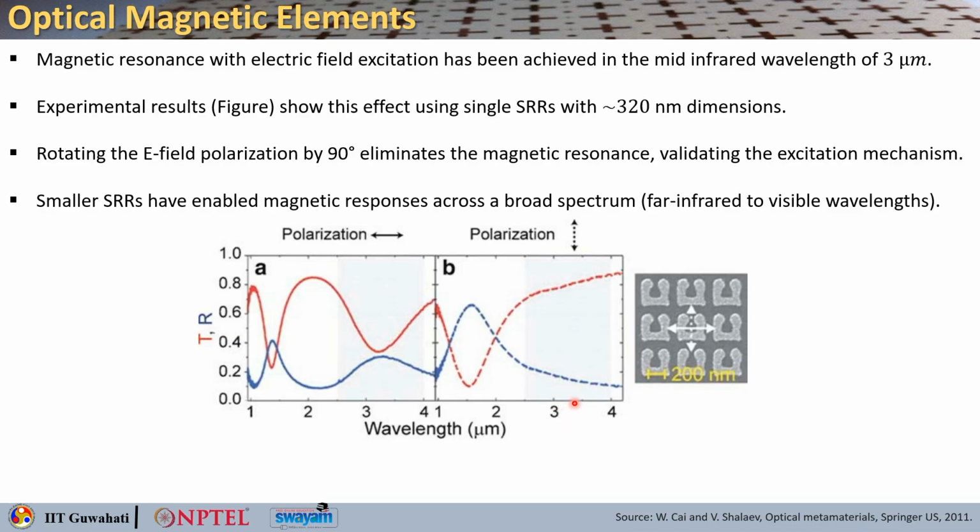Now, these are in mid infrared wavelength, so much longer wavelength. So, you want to shift it towards the visible range. What you can do, by further reducing the size of the SRRs, is this: magnetic resonances based on this principle have been achieved from far infrared to the long wavelength end of the visible spectrum. So, you are actually getting closer to the optical frequencies.